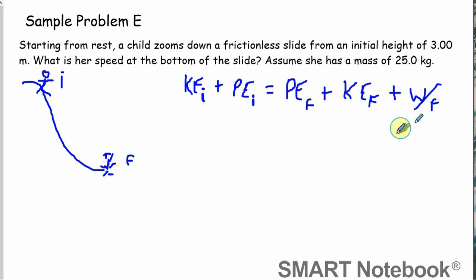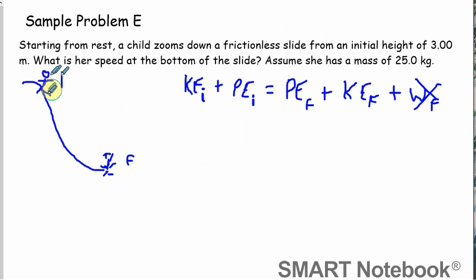It's a frictionless slide, so that goes away. So we're ignoring that right now. You start with this equation right here, and then you substitute what types of energy this person has. You have to be thinking, okay, do they have kinetic energy? Do they have spring potential energy? Do they have gravitational potential energy?